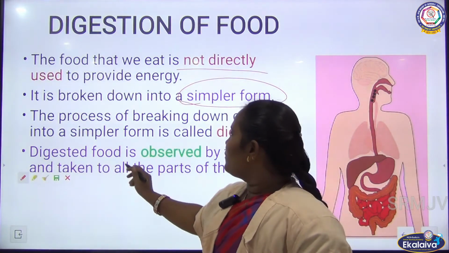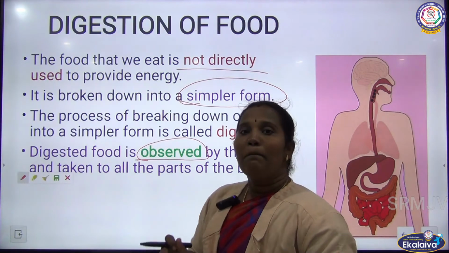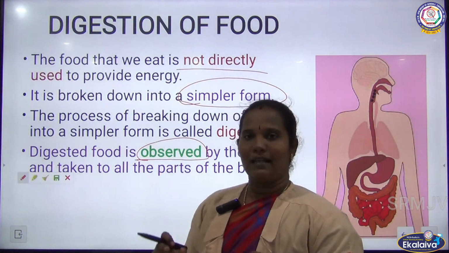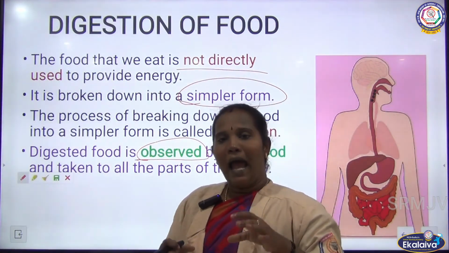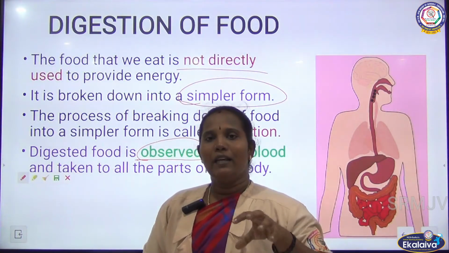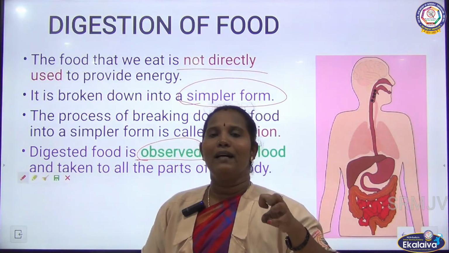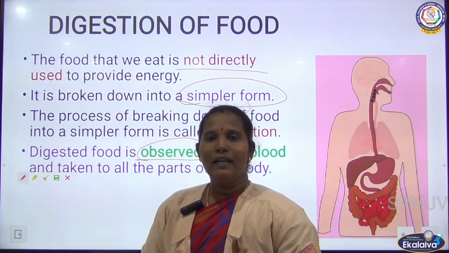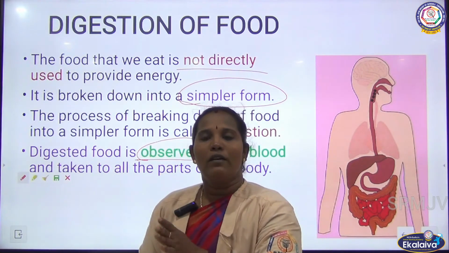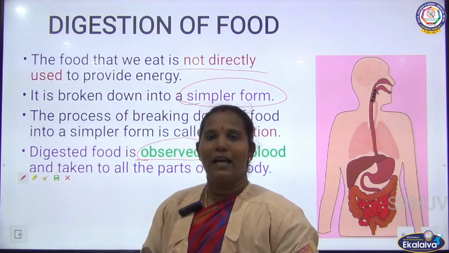Then the digested food is absorbed by the blood circulation. After digestion, the food is in liquid form. All the nutrients in the food are absorbed, sucked up by the blood vessels. After that they are taken to all parts of our body through the blood circulation. So this is the digestion process.